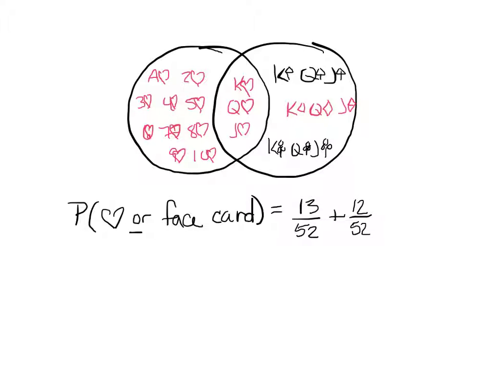But the problem with doing it this way is now I have to subtract the cards that are both a heart and a face card, which we see in that intersection there. There are 3 of those. So we have 13 plus 12 minus 3 gives us 22 out of 52, which is, as a decimal, 0.423.